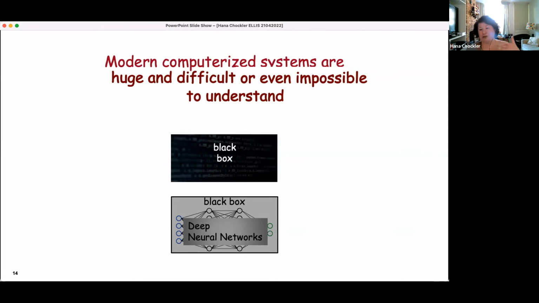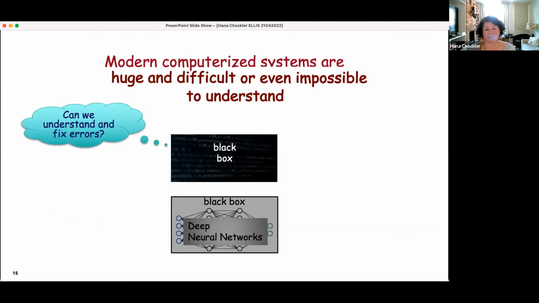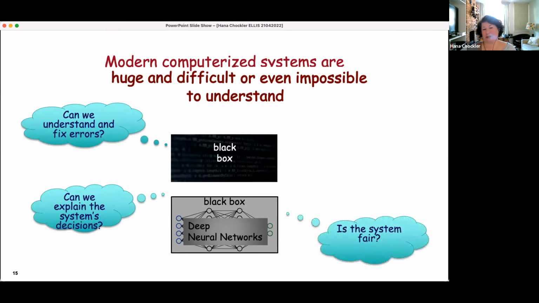Yet, even though we have those systems as black boxes, we still want to be able to answer some very important questions about them, such as: can we understand and fix errors? Can we explain the system's decisions? Can we trust the system? And is the system fair?